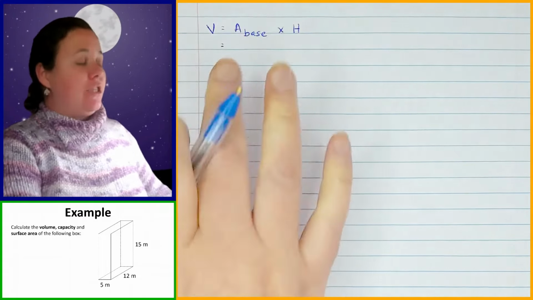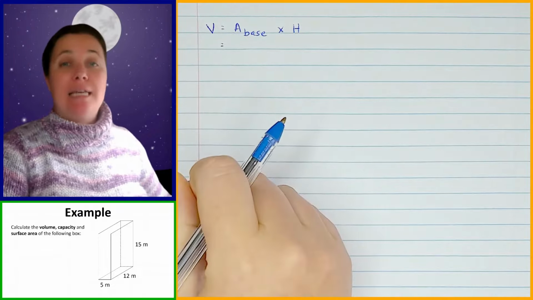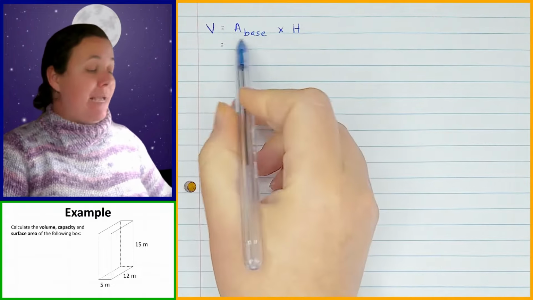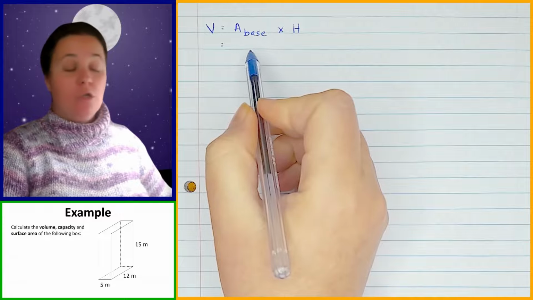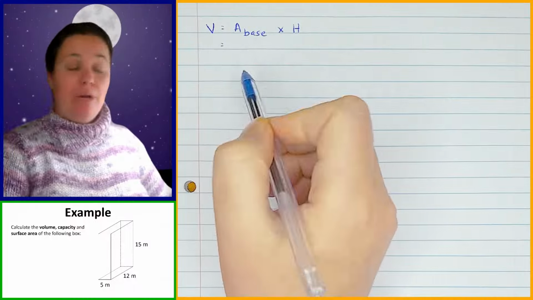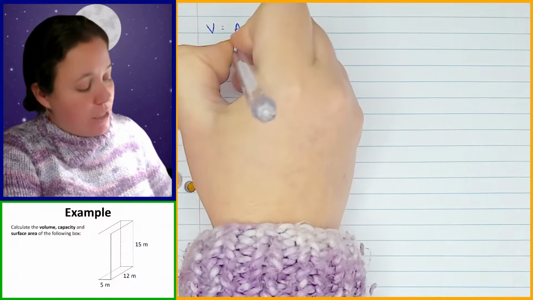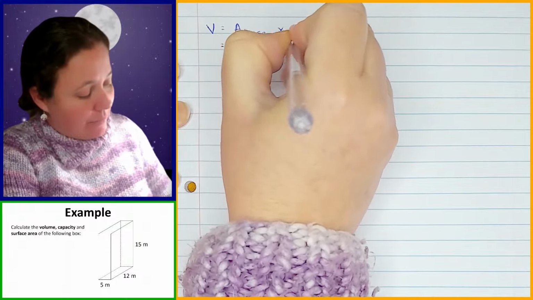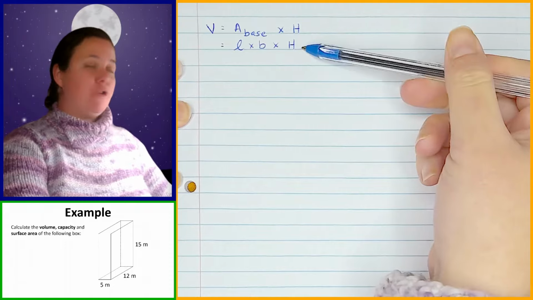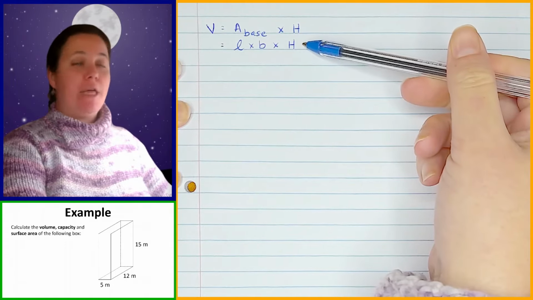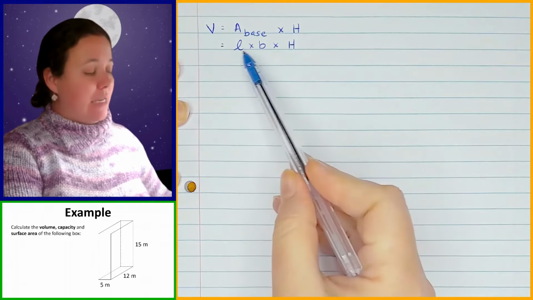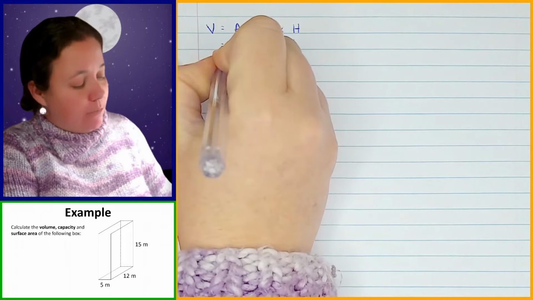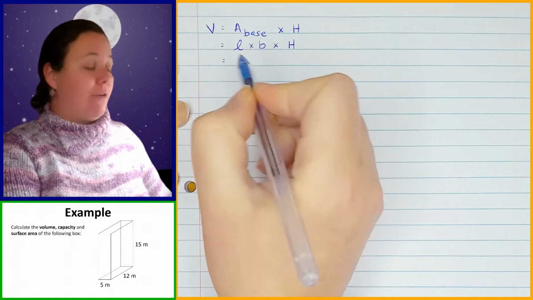Okay, now in this case over here, this is a rectangular prism, so the base is a rectangle. So the formula for the area of a rectangle is length times breadth. So I can say this is length times breadth times height. So you can go straight to that formula when you're working with a rectangular prism. Length times breadth times height. Okay, so now I'm going to go and find the volume by filling in the values.